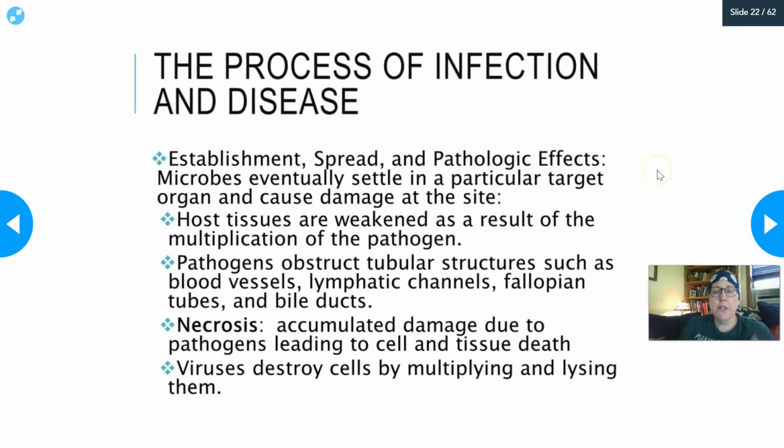All right, the process of infection and disease. So then you have establishment, spread, and pathologic effects. The microbes eventually settle into a particular target organ and then cause damage at the site. The host tissues are weakened as a result of the multiplication of the pathogen. The pathogens obstruct tubular structures such as blood vessels, lymphatic channels, fallopian tubes, and bile ducts. That's where you can get swelling and loss of functions and stuff like that.